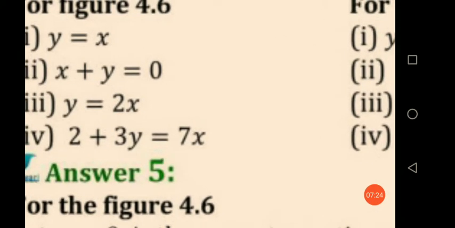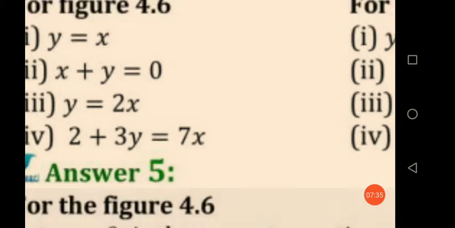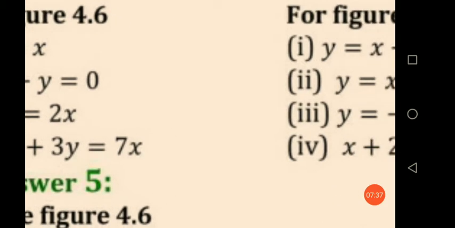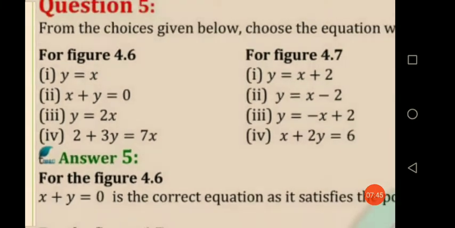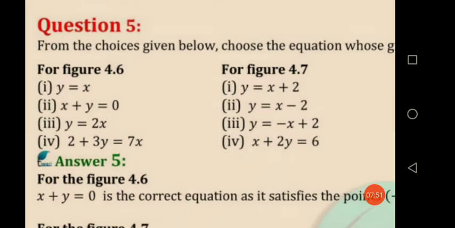But it might be possible that the first point is true for another equation also. So what we will do, we will not take that point or 2 lines as the answer. We will take one more point and find out for those 2 lines. Okay, moving on to the next question, figure 4.7 you will do on your own.